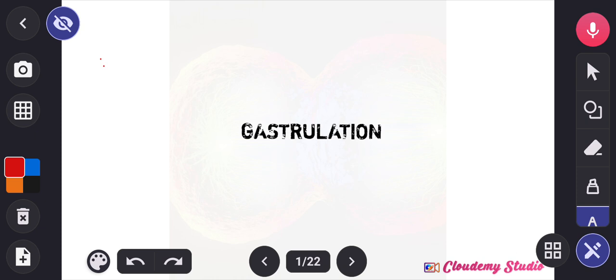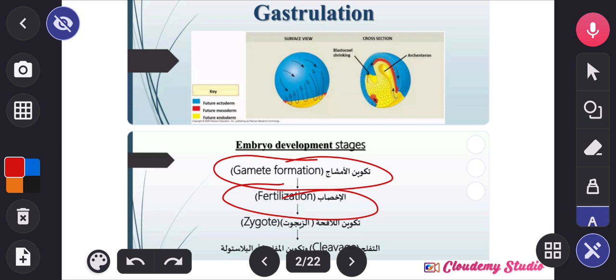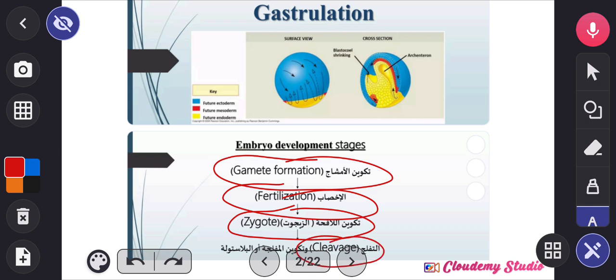And today we'll be talking about one of the most important steps in the formation of germ layers, referred to as gastrulation. Now, we all know that during developmental stages, like I've mentioned before, we have the gamete formation called gametogenesis, fertilization, which is the fusion of the male and female gametes, which leads to the formation of zygotes. Then we have the cleavage, that is a peculiar cell division that occurs during embryogenesis.